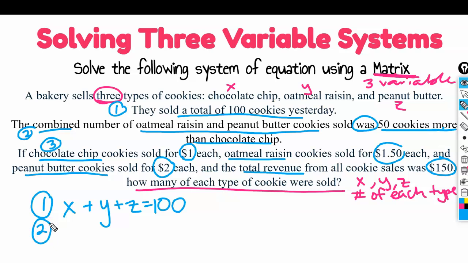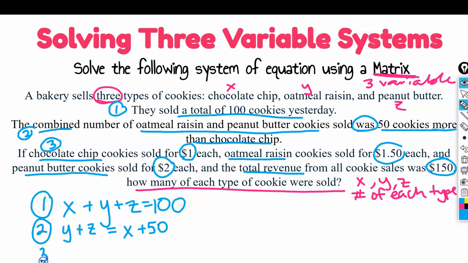My second equation is a little more complicated. The combined number of oatmeal raisin and peanut butter cookies. Oatmeal raisin is Y, combined with peanut butter, which is Z, was, so that's a hint that I put an equal sign there, 50 cookies more than chocolate chip. So if I took that chocolate chip number and added 50.